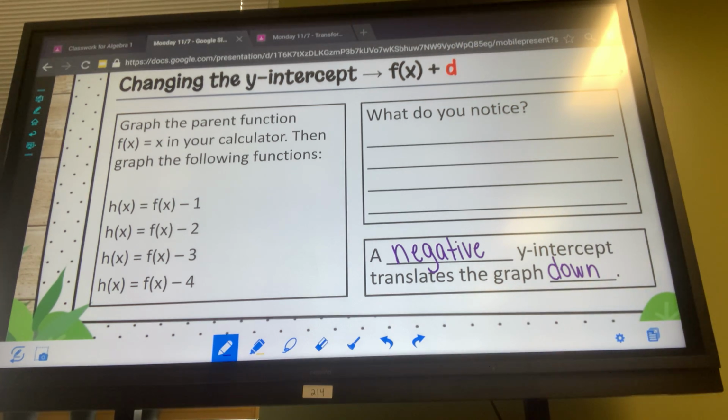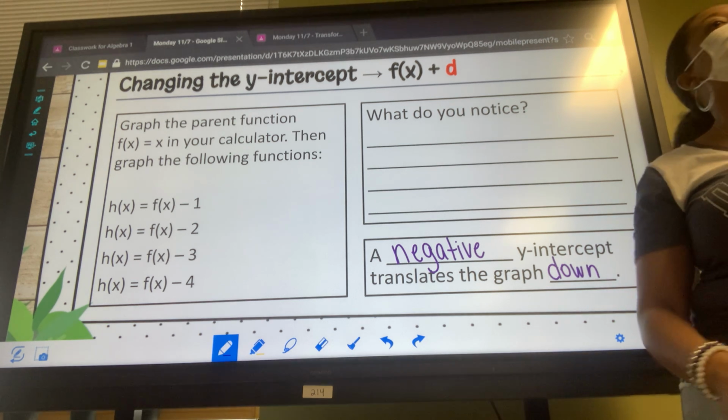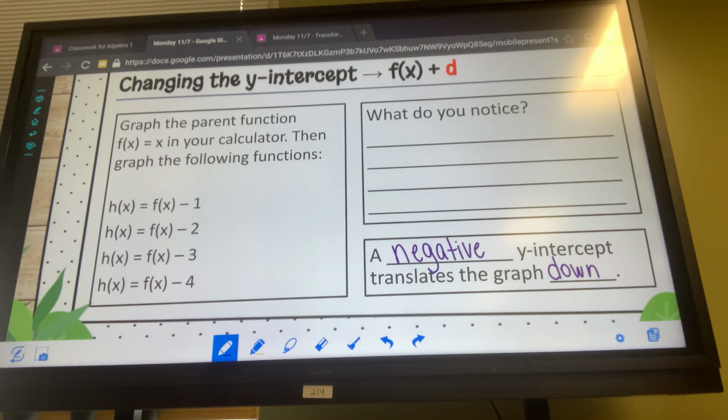Is that easy? All you gotta do, if y'all just pay attention to these slides that we just finished doing, you'll ace this lesson. Because it's telling you exactly what's going to happen to the line. All right?